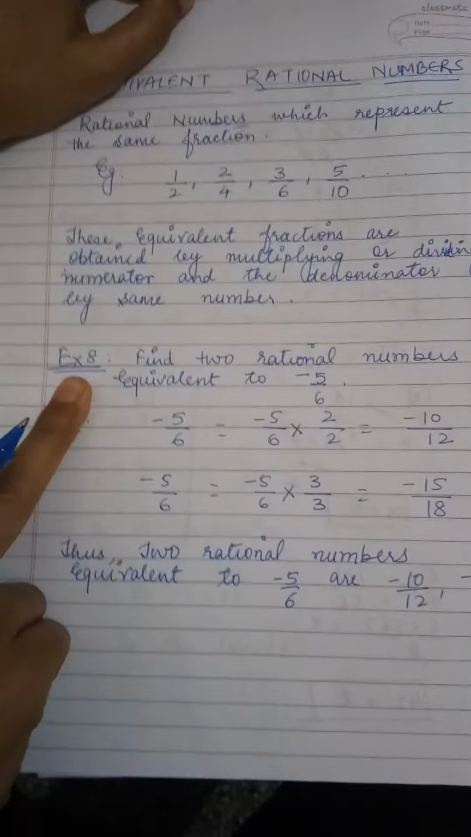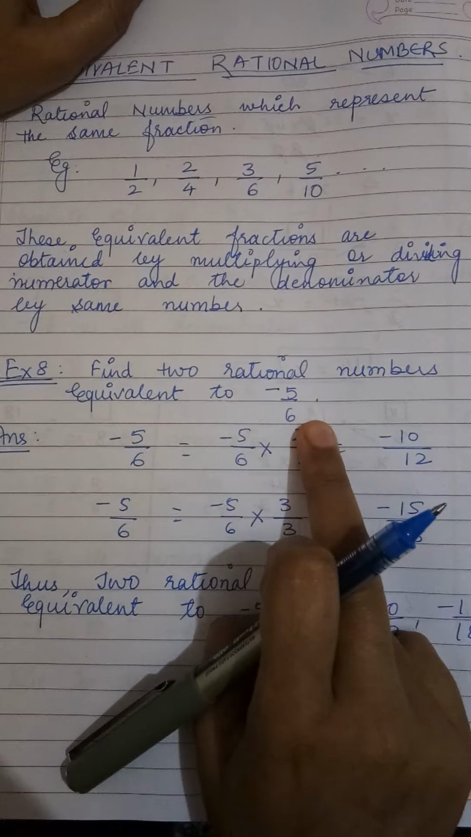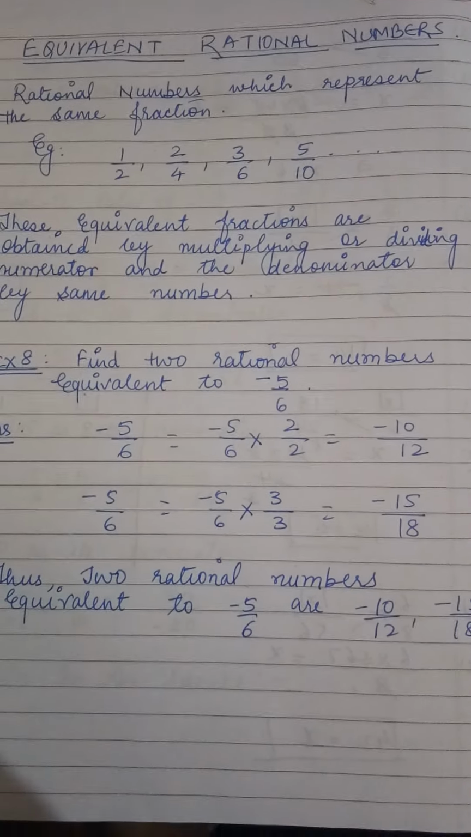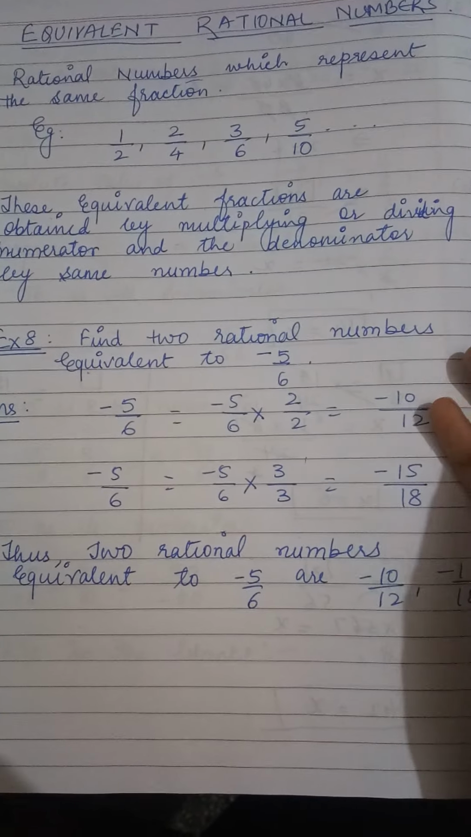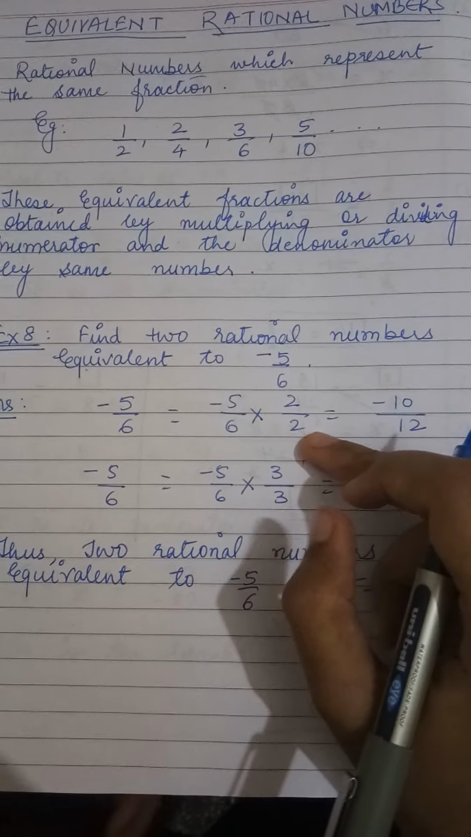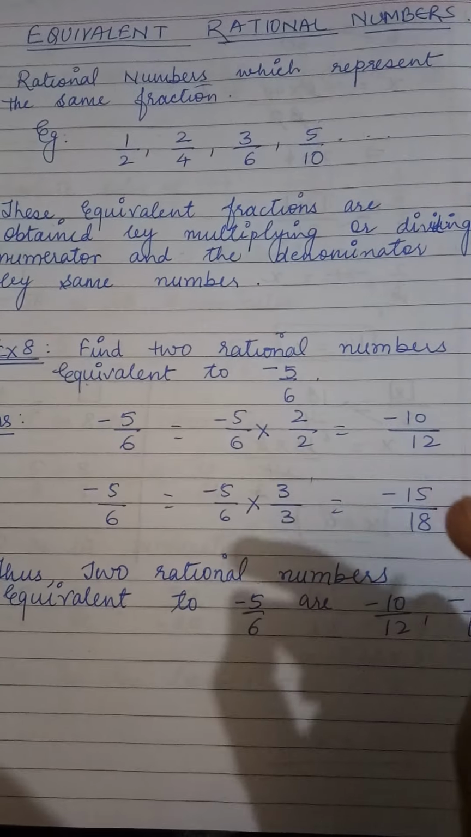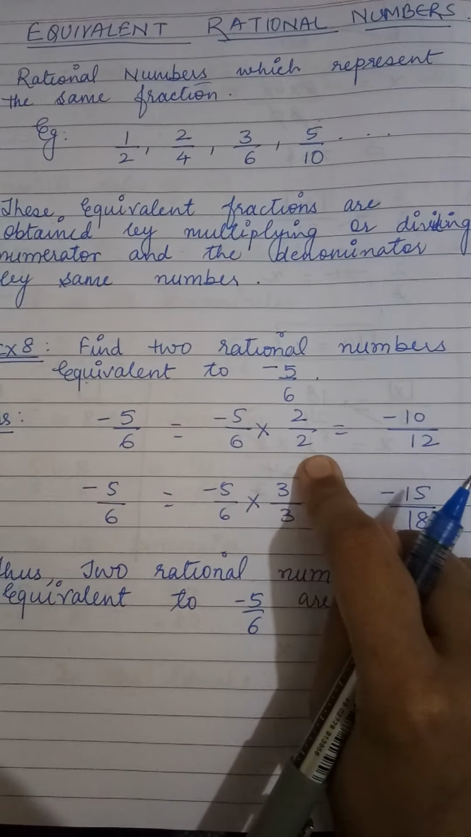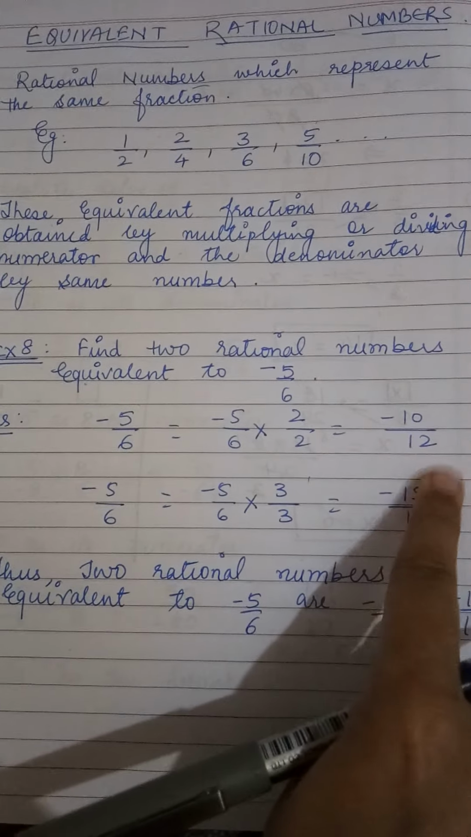Now let us see example 8. Find two rational numbers equivalent to minus 5 upon 6. Now if you have to find the equivalent fractions, what you are going to do is multiply and divide by the same number of your choice. I have taken here 2 upon 2, you can take 5 upon 5, you can take 10 upon 10, you can take 15 upon 15, any number you want. But the only condition is that you have to multiply and divide by the same number. That's how you are going to get the equivalent rational numbers.